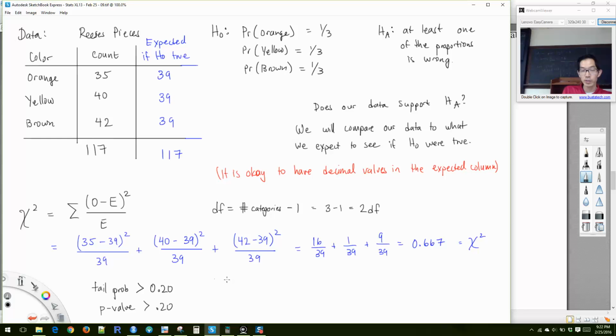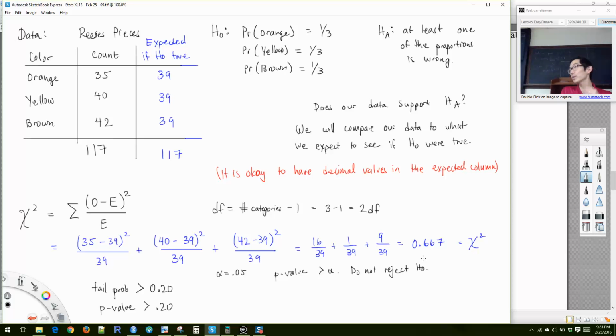So what is our conclusion? Reject or not reject the null? The p-value is greater than 20%. So assume alpha is 5%. If we use alpha equal to 5%, our p-value is greater than alpha. So we do not reject the null hypothesis.